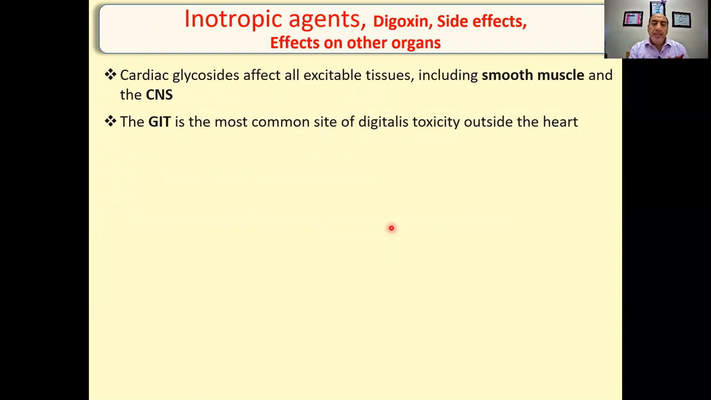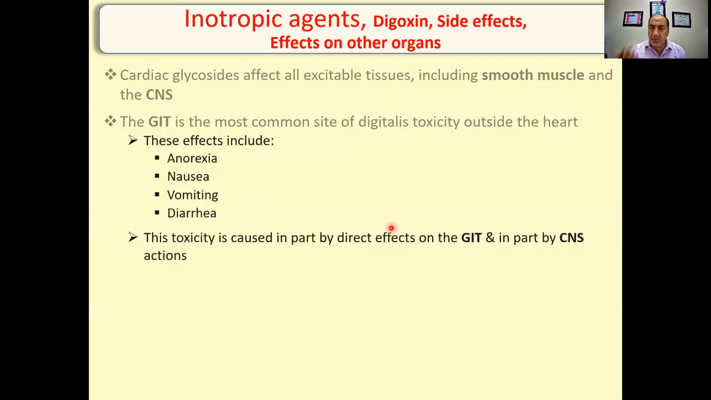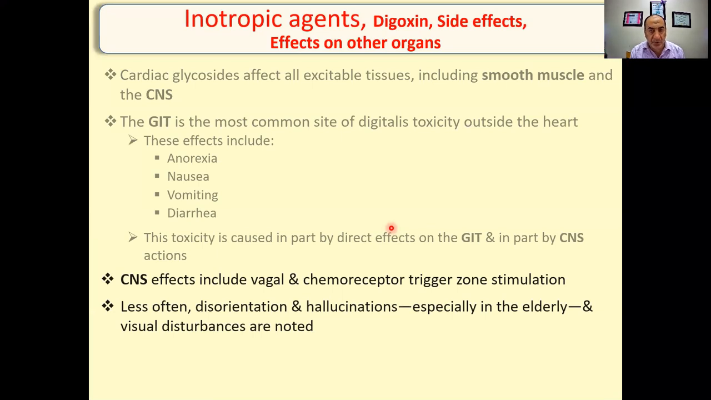Okay. Side effects on other organs, like the GIT and CNS. On the GIT, they can cause nausea, vomiting, diarrhea, anorexia. All of these are due to the direct effect of the drug on the GIT, and also on the CNS. On the CNS, if you remember, it can activate the chemoreceptor trigger zone, which can lead to nausea and vomiting, and the increased vagal activity can increase spasm and also cause diarrhea. The high peristaltic movement can also lead to some sort of nausea, vomiting, and anorexia. Least often, disorientation, hallucination, visual disturbances.